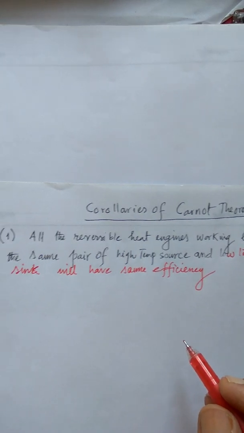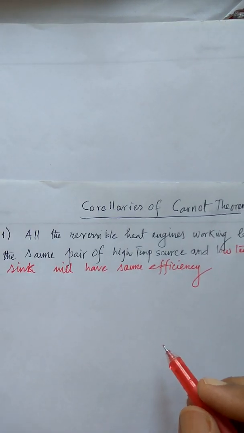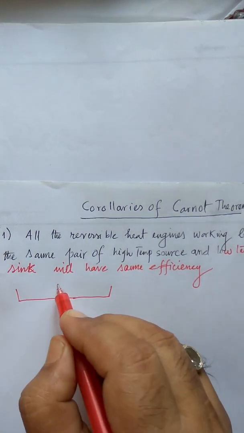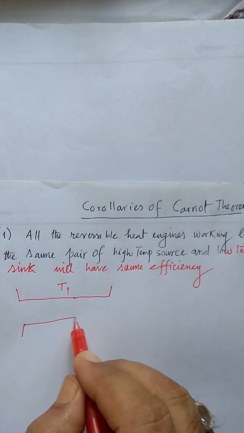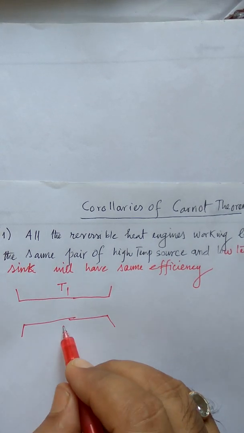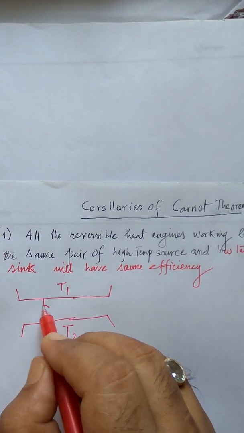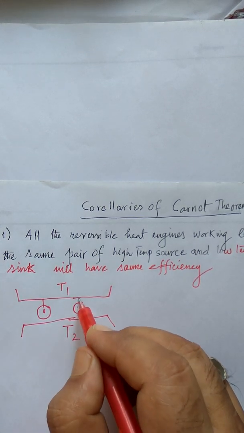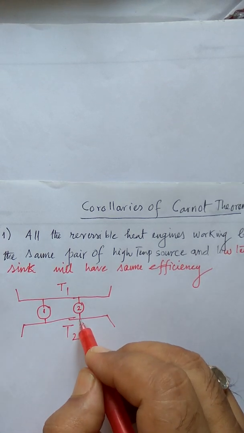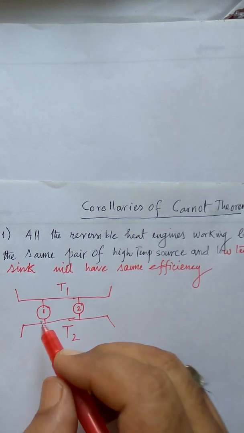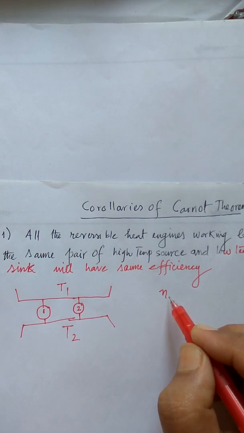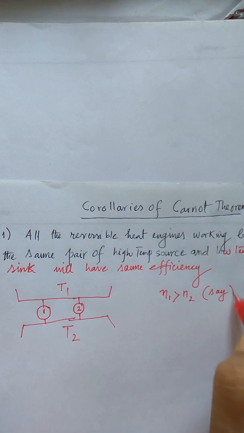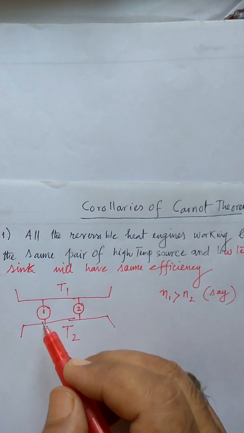This corollary also we will prove by the method of negation. So in order to do that, let us take one high temperature source at temperature T1 and another low temperature sink at temperature T2. Between these we make one heat engine 1 work and heat engine 2 work between the same temperature source and sink, right? Now let us say eta 1 is greater than eta 2, say. So this engine is more efficient.